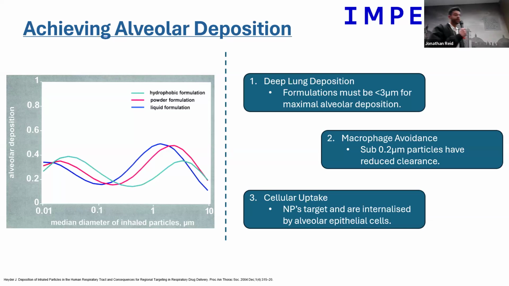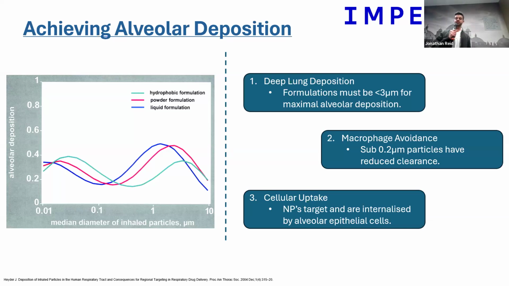So one of the main criteria is to have formulations that are smaller than 3 microns in diameter. Particles and formulations larger than this will deposit at the higher branches of the airways, whether that's the trachea or the bronchi or the bronchioles, but will definitely not get to the alveoli. So first things first, get particles that are smaller than 3 microns to make sure they get to the alveoli.